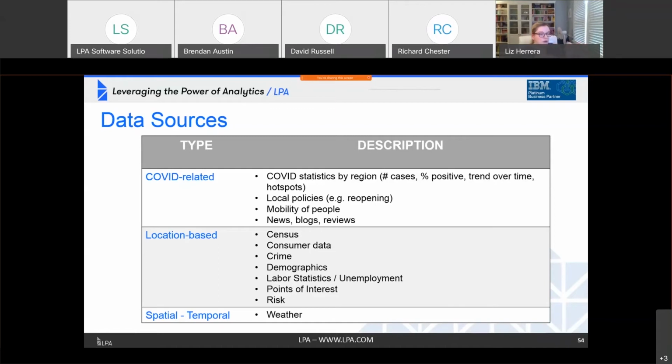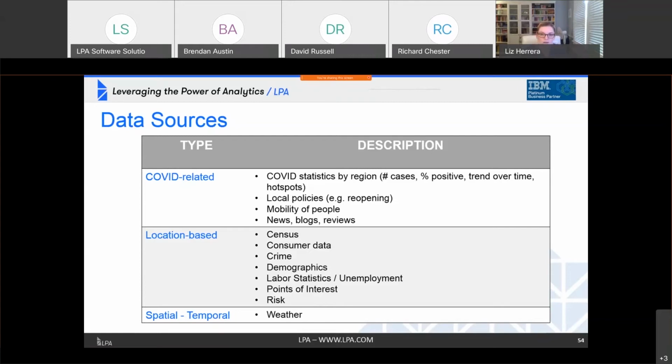And then finally, news blogs and reviews. So some of that unstructured data that you might have been interested in before, this is a really good time to revisit that. When I mentioned the uncertainty index, you could actually use that information to calculate the uncertainty, right? If there's an uptick in news articles about COVID in a specific region, the uncertainty index might go up, right? So it's a good way to gain some insight on what's happening.